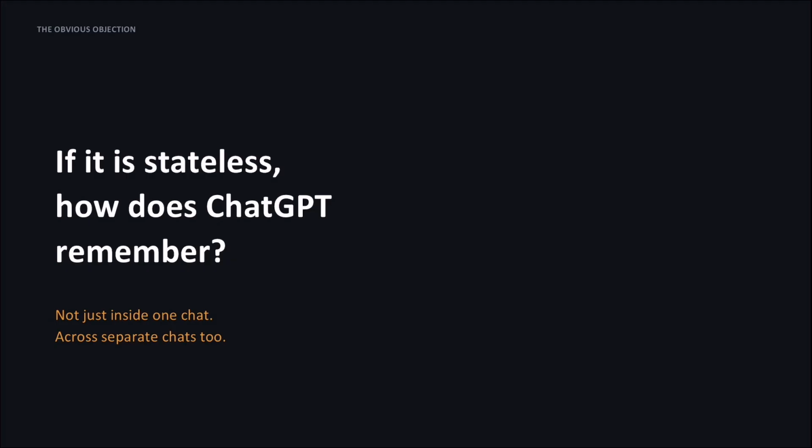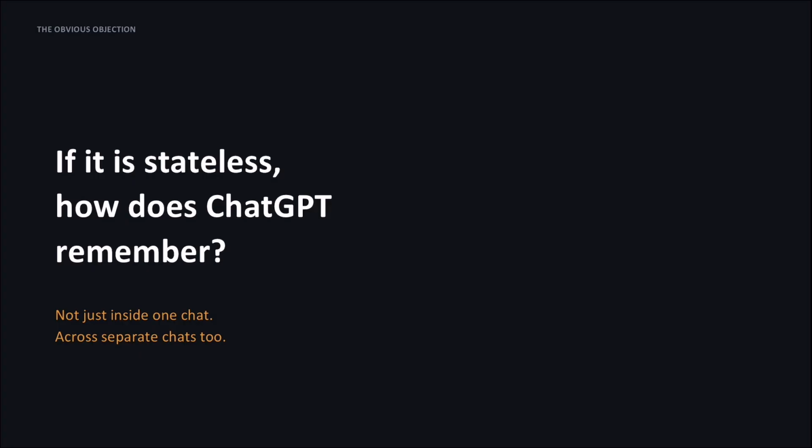Okay, the obvious objection which can come, you may say that if it is stateless, how does ChatGPT remember, not just inside one chat, across separate chats too? Because I have seen it many times. ChatGPT does that. A question which you have asked ChatGPT maybe 2 months, 3 months before can again come up with the same information and tell you, okay, you had asked me, or I know that you have so and so condition, or you are so and so. Based on that, this is the response, right?